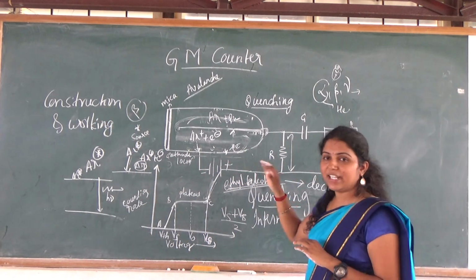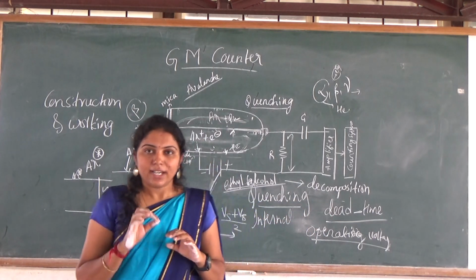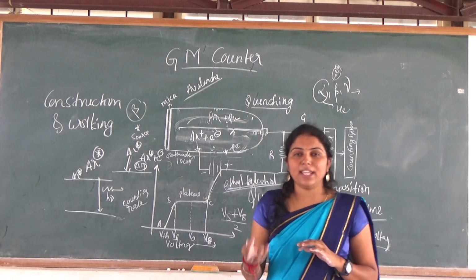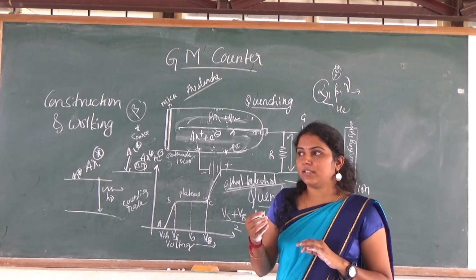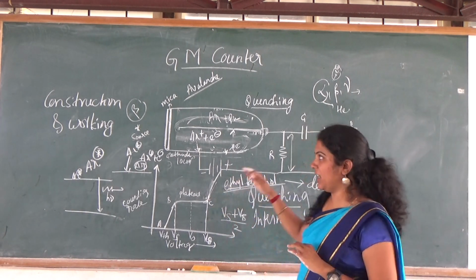So that is very important, the construction and working of the GM counter. What is a GM counter? It is a nuclear radiation detector used to detect radiation. There are many GM counters we are using in the lab, and also in some industries, and there are many applications.